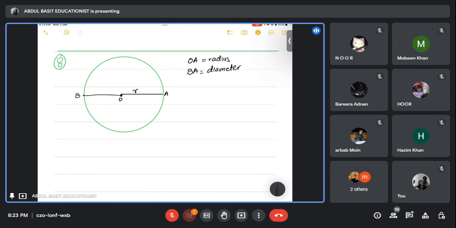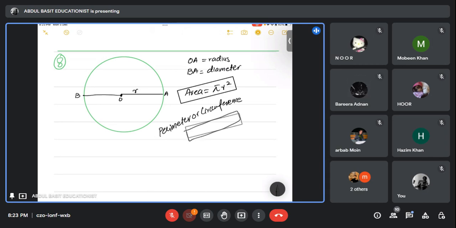Okay. So area of the circle is equal to pi r square. That's the formula for the area. And perimeter in a circle is known as circumference. Perimeter or circumference. The circumference of the circle is equal to 2 pi r. Is it clear? So you have to keep this in mind that this is your shape 8. Is it clear, everybody?